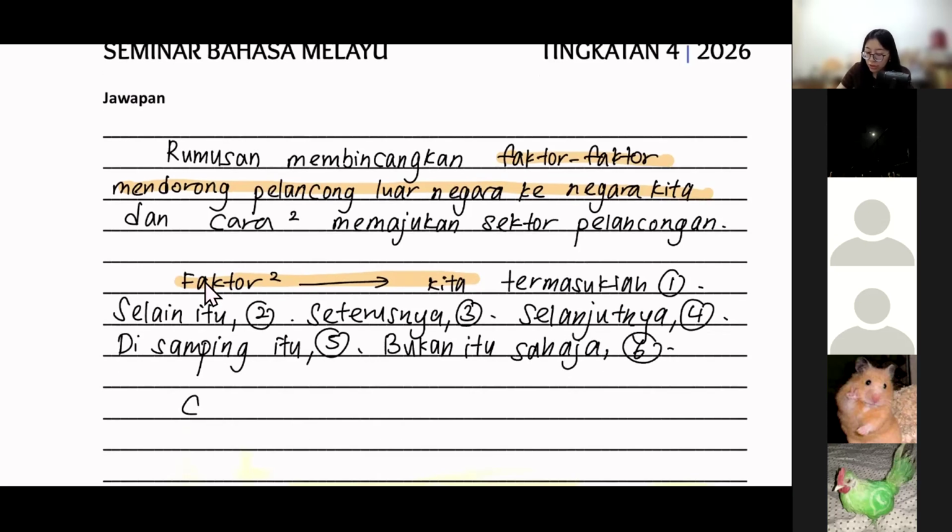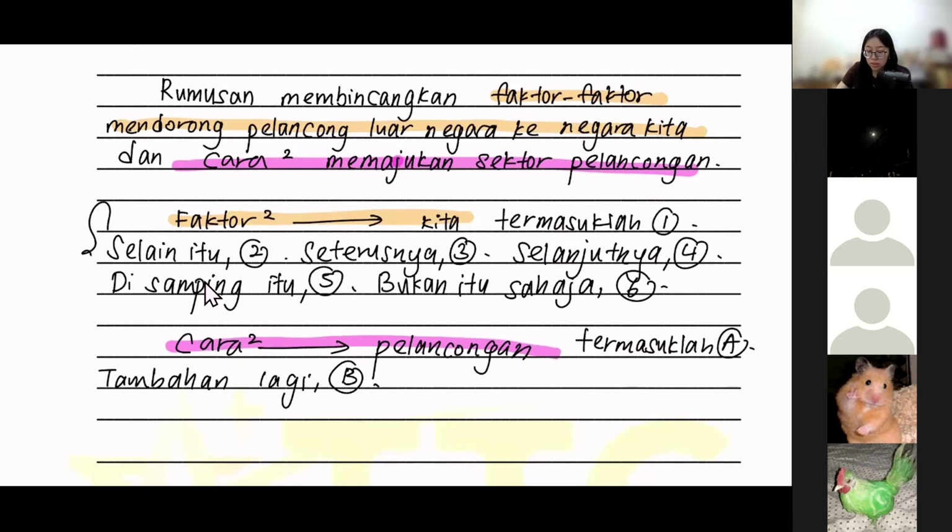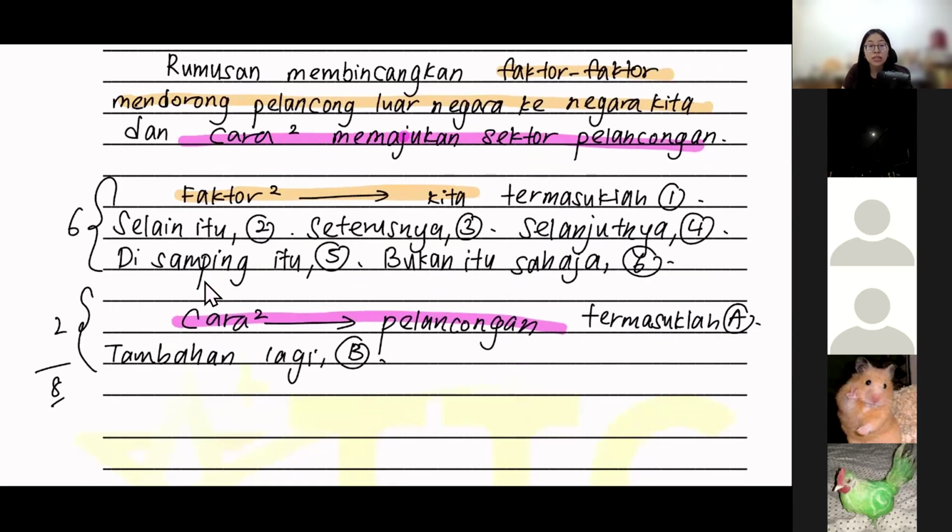So now, the second one, cara until pelancongan. I make it fast already, but in exam you cannot write this. Okay, this one is the cara until pelancongan. This one, pink color. So same thing, the maksud, your 8. Now, penanda wacana. Other than selain itu, seterusnya, selanjutnya, di samping itu, bukan itu saja, what else? Tambahan lagi, yes, correct. So, tambahan lagi is B here. Then, here got 6, here got 2, total is 8. Write extra, no marks. Write lesser, deduct marks.